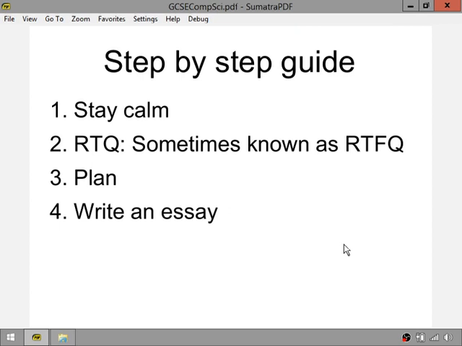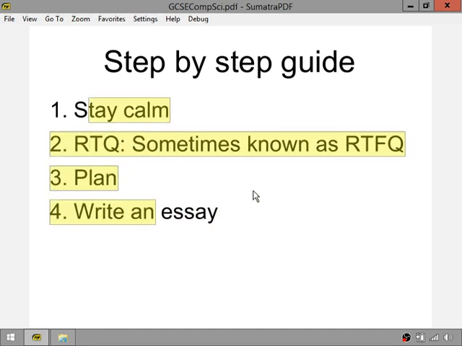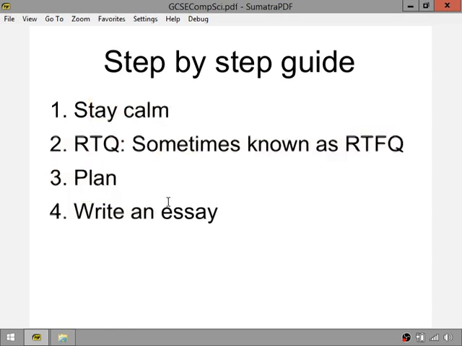So here is a step-by-step algorithm that you can follow to help you write an essay in the exam. So step 1, we're going to stay calm. Step 2, we are going to read the question. This is sometimes known as read the full question. Step 3, we're going to make a plan. So we're going to plan out our essay, and then finally we're going to write the essay. But don't worry, I'm going to talk about these steps in more detail on the next slides.